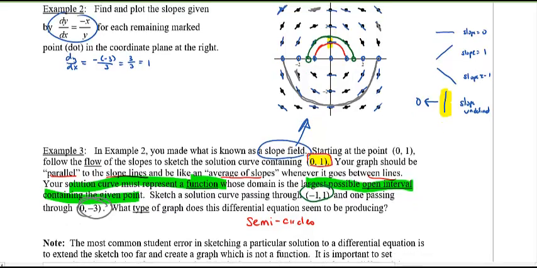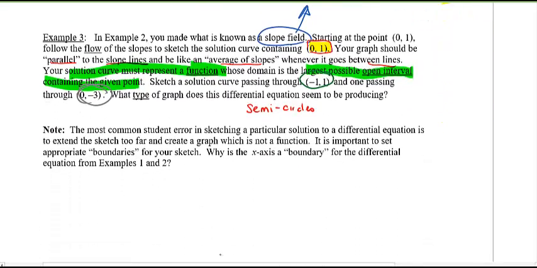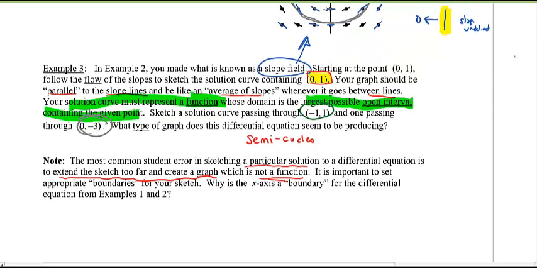Once again, please note, the most common student error when we sketch a particular solution is that you extend the graph way too far and create a graph which is not a function. So in this case, it's always important to set appropriate boundaries for my sketch. And once again, y equals 0, the x-axis, is a boundary for the differential equations that we wrote down in examples 1 and 2.